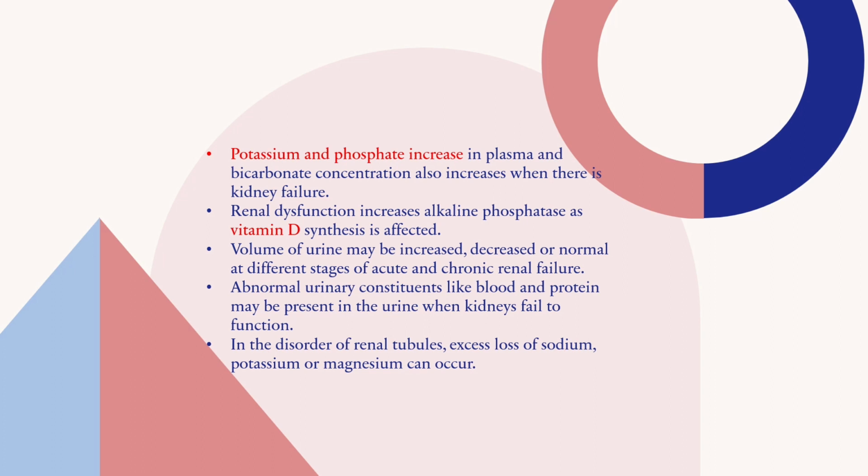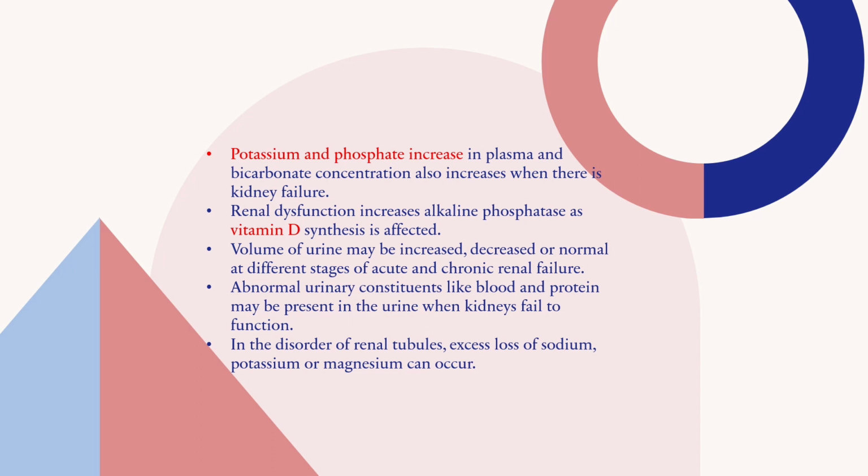It may be increased, decreased, or remain normal at different stages of acute and chronic renal failure. So students, please tell me in the comments, what do you understand by the words acute and chronic? And if you have a query, then in a few slides I'll be explaining the words acute and chronic renal failure in detail.